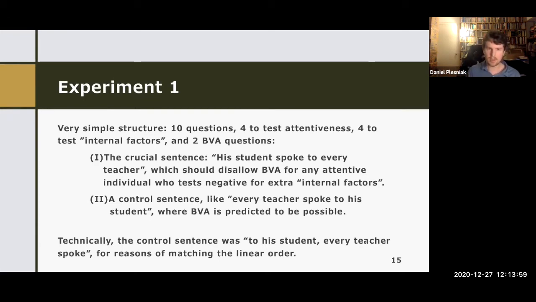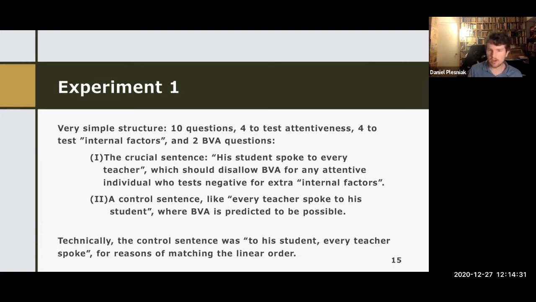Four sentences were testing for internal factors, and I'll come back to that in a sec, and then 2 BVA questions. The most crucial one was this sentence. His student spoke to every teacher, and then we asked them, in essence, can that have a BVA reading? So can there be multiple people referred to by his student, which vary with the teacher? And for anyone who is attentive and who doesn't have any of these internal factors going on, we predict that they must reject the BVA reading, all of them universally.